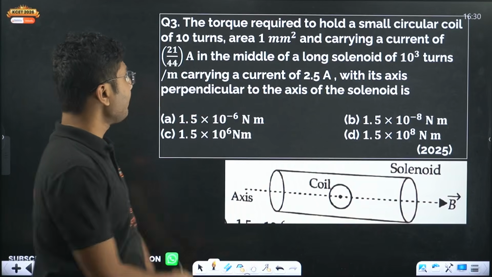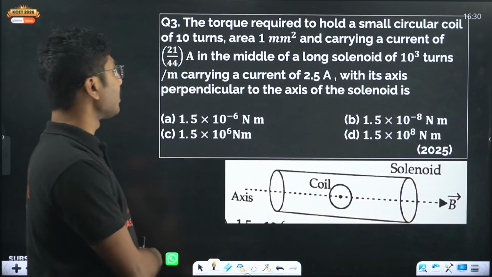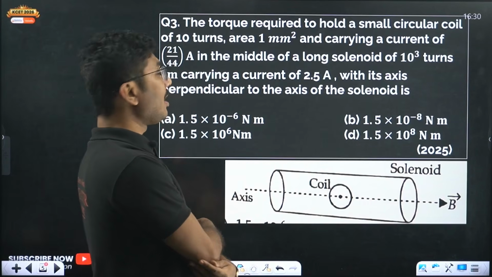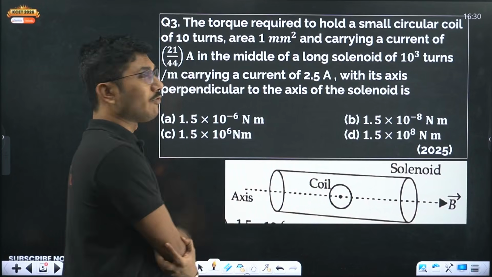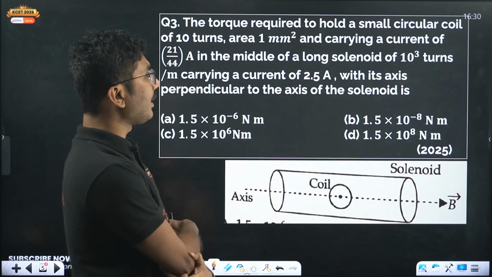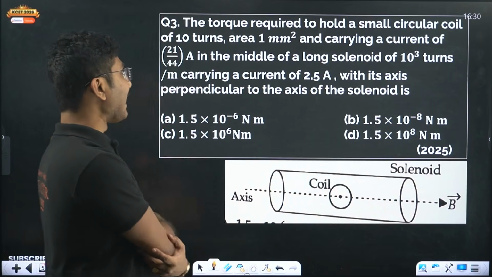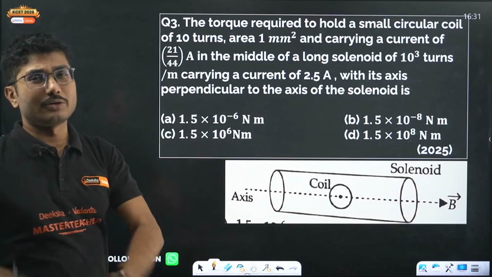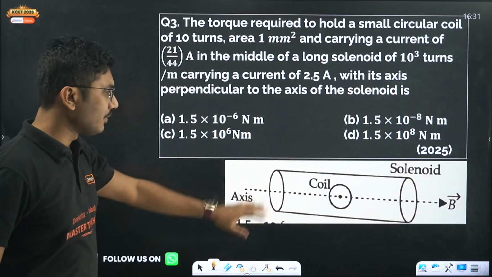Now the next question: the torque required to hold a small circular coil of 10 turns, area 1 millimeter square, carrying a current of 22 by 44 ampere in the middle of a long solenoid of 10 to the power of 3 turns per meter, carrying a current of 2.5 ampere with the axis perpendicular, etc. So a lot of complicated stuff. Let us understand from the figure itself.